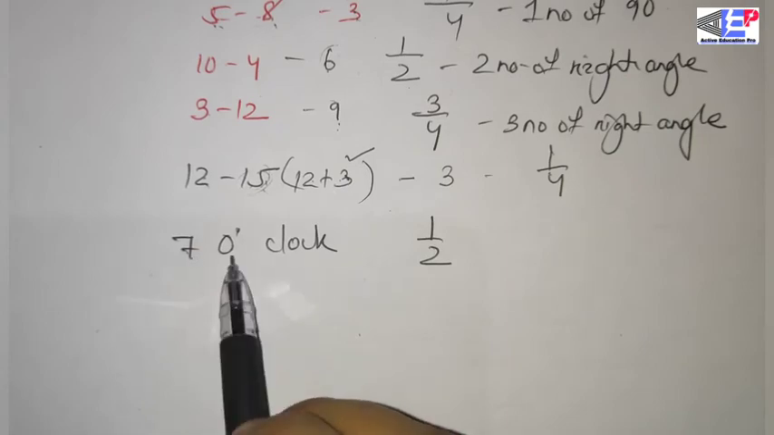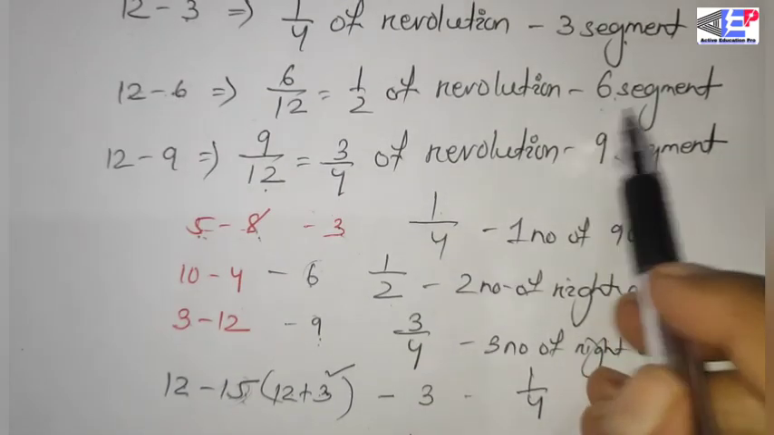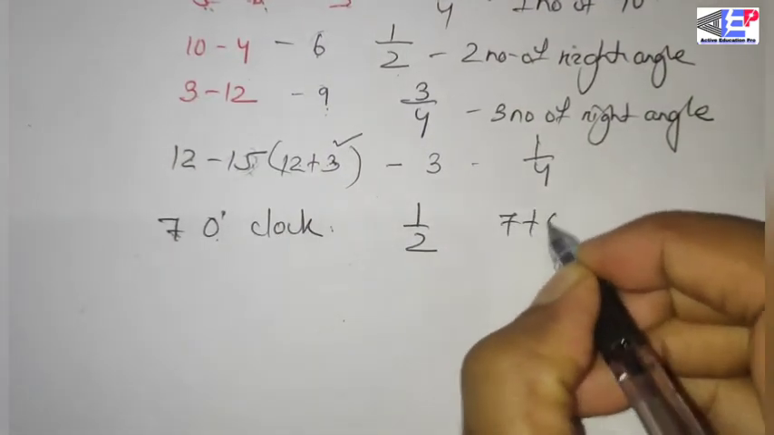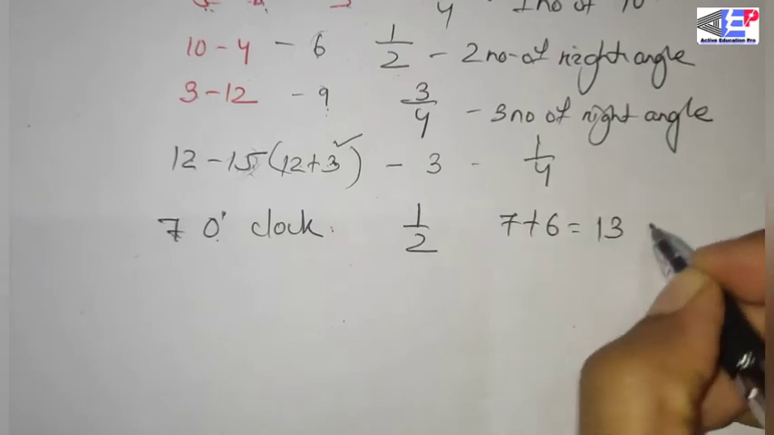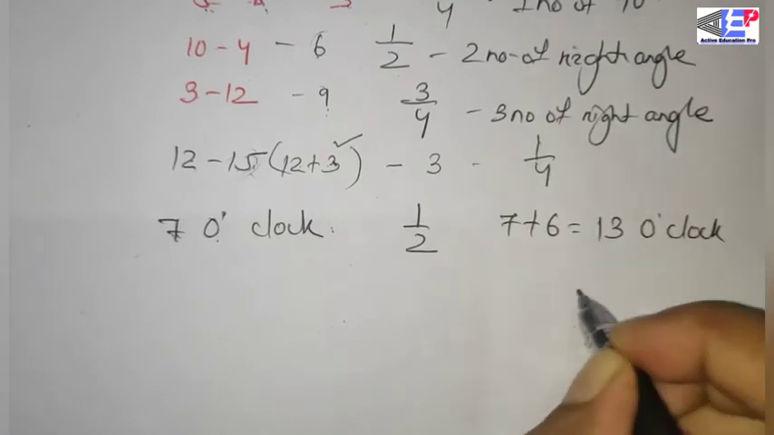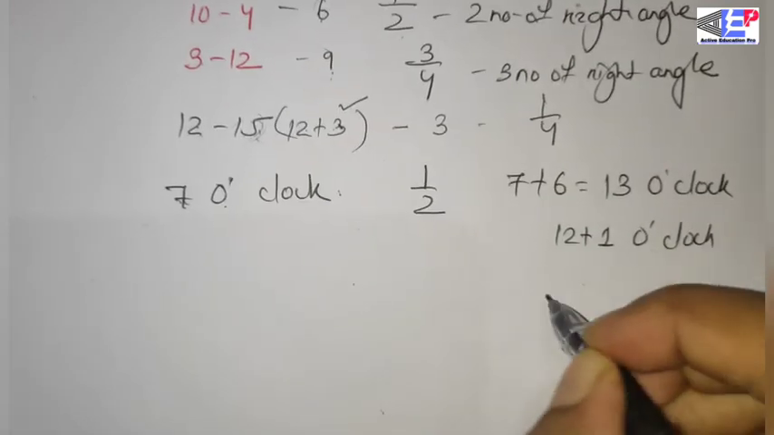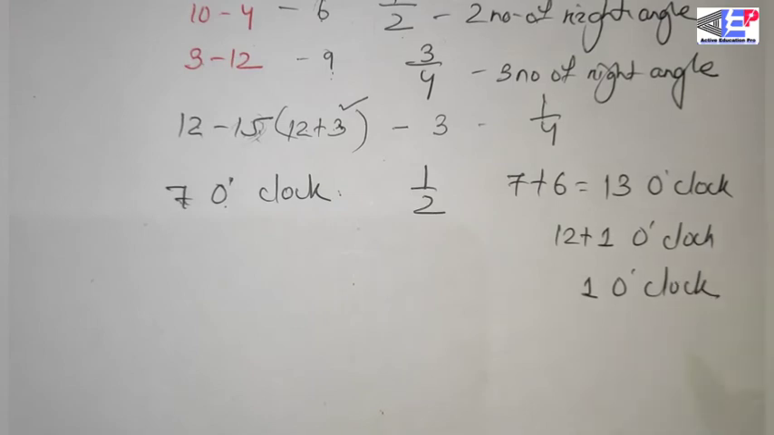This is 7 o'clock and half of the revolution. Half of the revolution means there are 6 equal segments. So add 6 to 7 o'clock. This is 7 plus 6, this is 13 o'clock. 13 o'clock means this is 12 plus 1 o'clock. This is 1 o'clock. Okay.